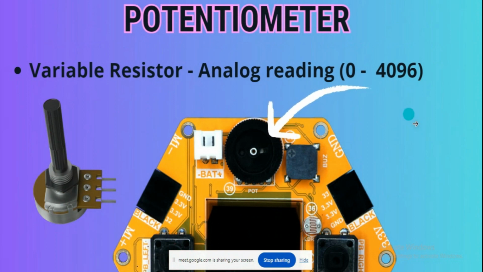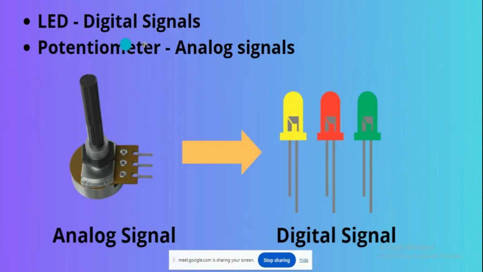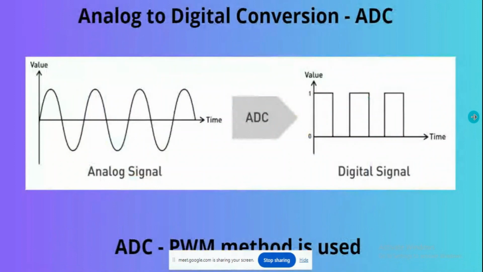So the reading will be 0 to 4096. LEDs are digital signals and the potentiometer is giving analog signals. So in order to control the LEDs according to the value from the potentiometer, we need to convert these analog signals to digital. That means we need to do an analog to digital conversion, and to do that we are using a method called PWM.